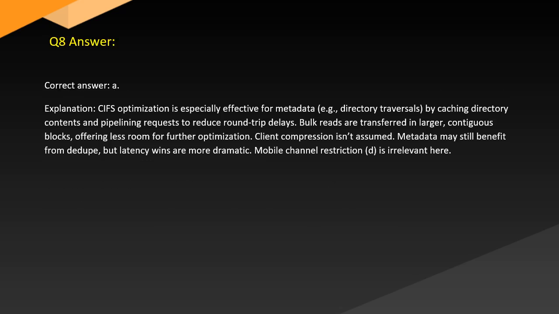Answer. Correct answer: A. Explanation. CIFS optimization is especially effective for metadata, e.g., directory traversals, by caching directory contents and pipelining requests to reduce round-trip delays. Bulk reads are transferred in larger contiguous blocks, offering less room for further optimization. Client compression isn't assumed. Metadata may still benefit from dedupe, but latency wins are more dramatic. Mobile channel restriction D is irrelevant here.